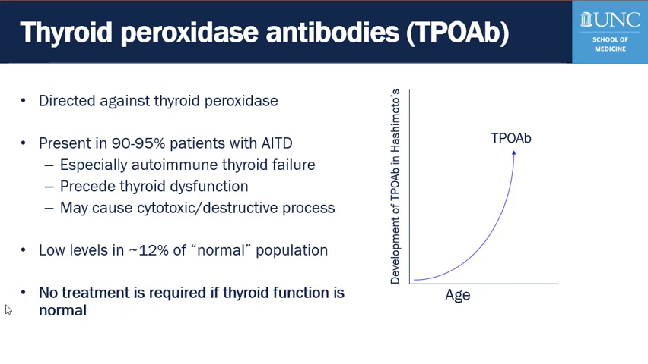So low levels of these antibodies exist in approximately 12% of normal individuals who don't develop thyroid disease. And this means that no treatment of antibodies is required just because they're present, as long as thyroid function is normal. And so the graph on the right just shows that the prevalence of thyroid peroxidase antibodies increases with age in patients who have Hashimoto's disease, or another term for patients with autoimmune hypothyroidism.